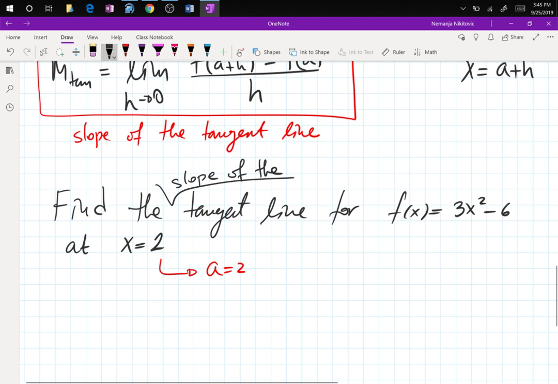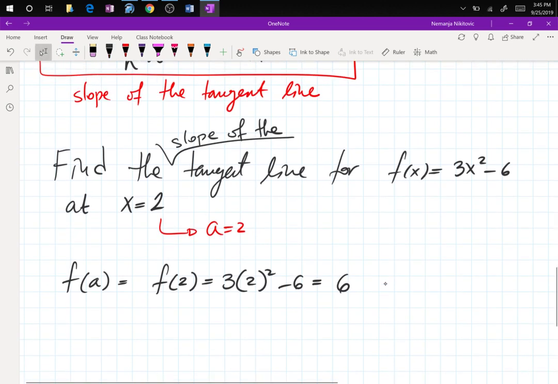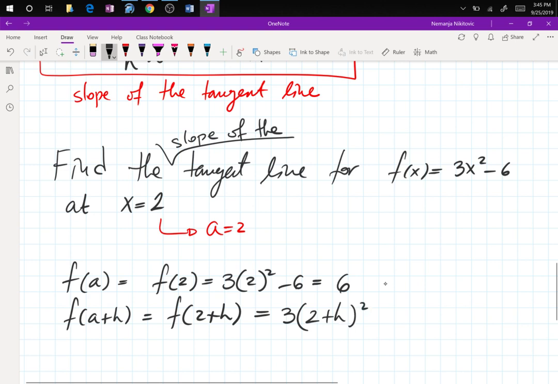And we already have what f of x is, so now I just need to figure out what f of a is, which in our case is f of 2, and that's going to be 3 times 2 squared minus 6, which is 6, right? 12 minus 6 is 6. And then I need f of a plus h, which is f of 2 plus h. Well, that means that every x gets replaced with 2 plus h. So we have 3 times (2 plus h) squared minus 6, and we have to work that one out. So now that's going to be what?